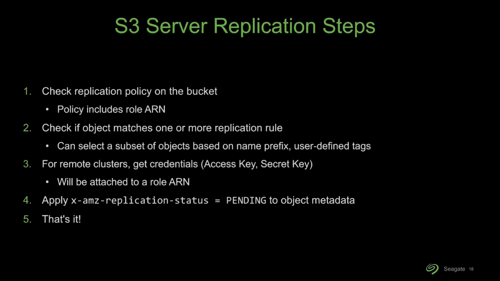So when we are doing replication, the basic steps: we first check if the bucket has a replication policy installed, and then we can also get the role that we're going to use for that replication. When the user puts the object, we need to check if it matches one or more replication rules. So you can filter by the object name. You can put tags on the object and filter on those. So we need to do some checks to see if this particular object will be replicated. And then we might need to use that role information to get credentials if we're accessing a remote cluster.